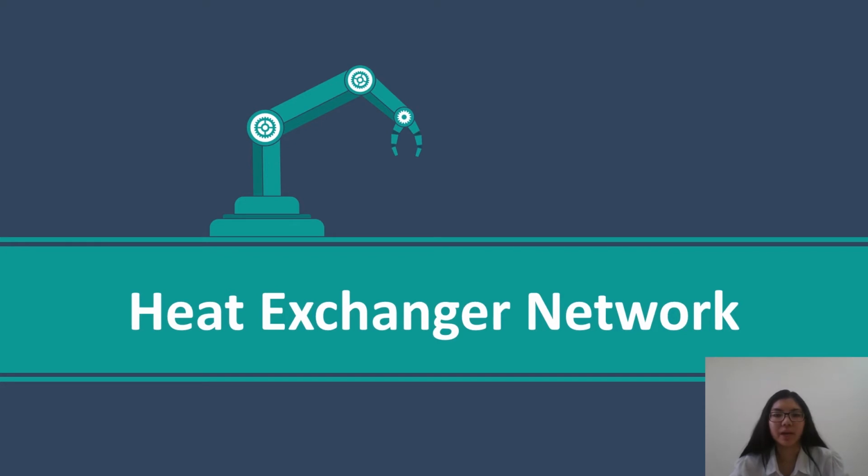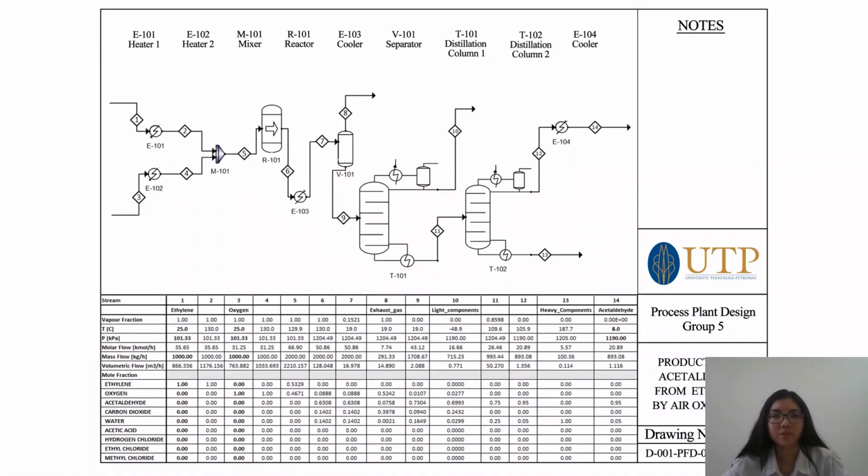Hi, my name is Lim Ying and I will talk about the heat exchanger network for this process. In this project, we need to produce acetaldehyde from ethylene by air oxidation. So we have designed two process flow diagrams. The first process diagram, we designed without the utilizing of heat exchanger as shown here.